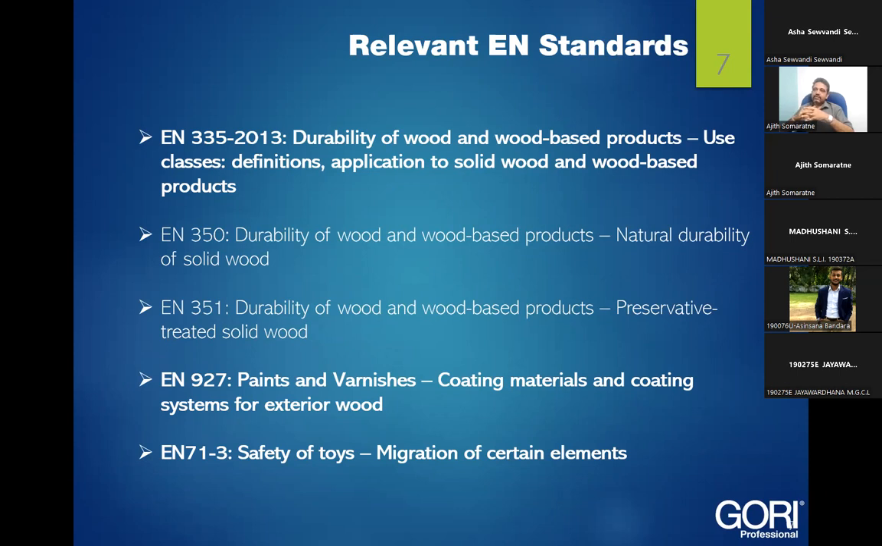The first one is EN 335. EN 335 defines use classes. You will agree with me that according to the use of the wood, let's say if it is furniture, we can keep it inside our house, we can keep it on a veranda, we can keep it in the garden, right? Then the risk of degradation will not be the same. So EN 335 classifies the use classes according to the risk of degradation, right? We will discuss in detail.